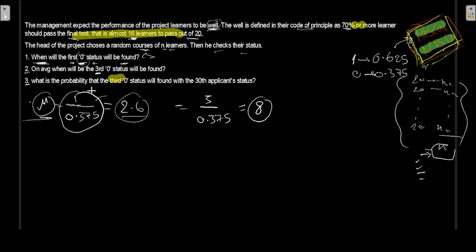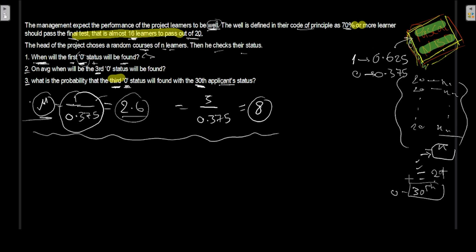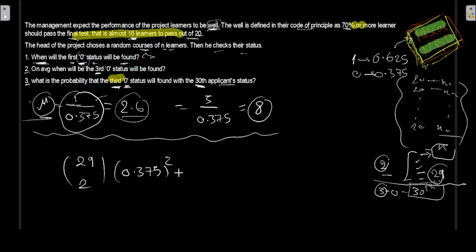The last one is asking what is the probability that the third non-successful case will be found with the 30th application status. We passed the 29. There are 29 before. This is going to be the third. It means 2 had been found before. So if I would like to look only at 2 in 29, that is a binomial distribution. 29 choose 2 with the probability of 0.375 to the power of 2 multiplied by 0.625 to the power of 27. And now the result of this is going to be multiplied by the probability of the last case. What is the probability of the last one? The third one is, of course, 0.375.